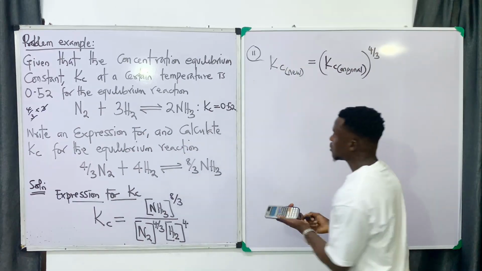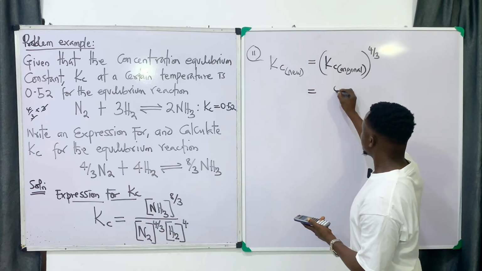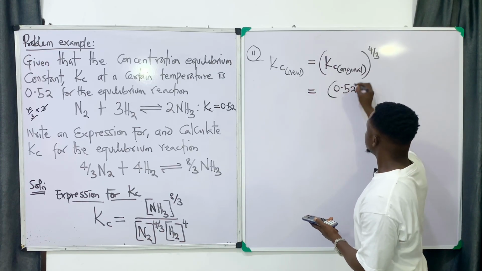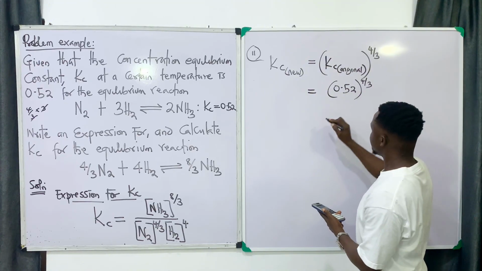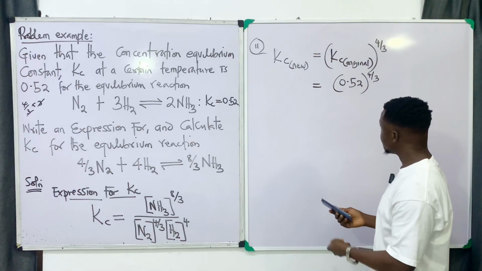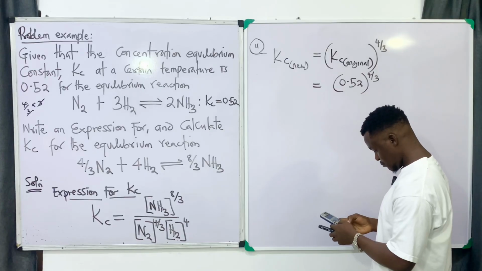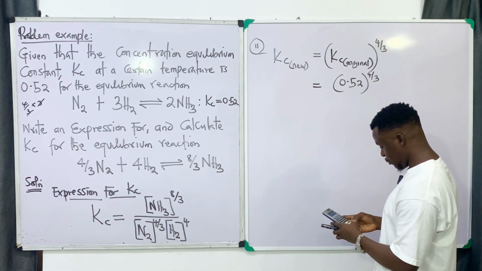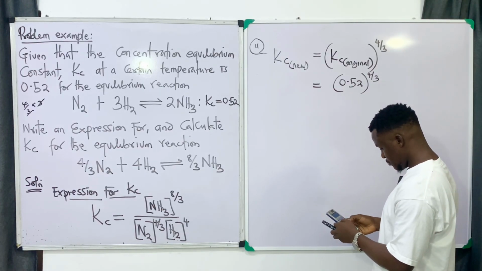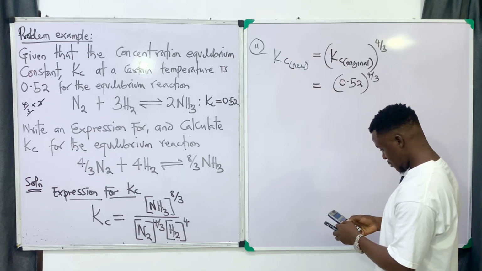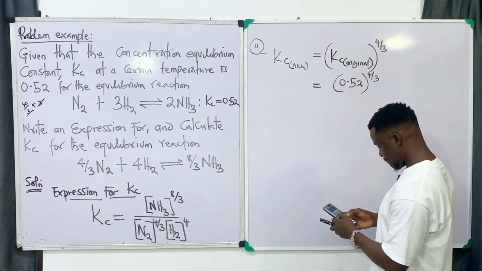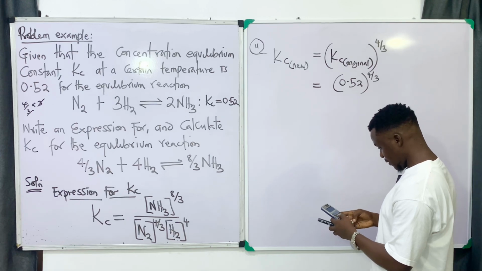All right? So this now becomes 0.52 raised to the power of 4 over 3. So we now have 0.52 raised to the power of 4 divided by 3.